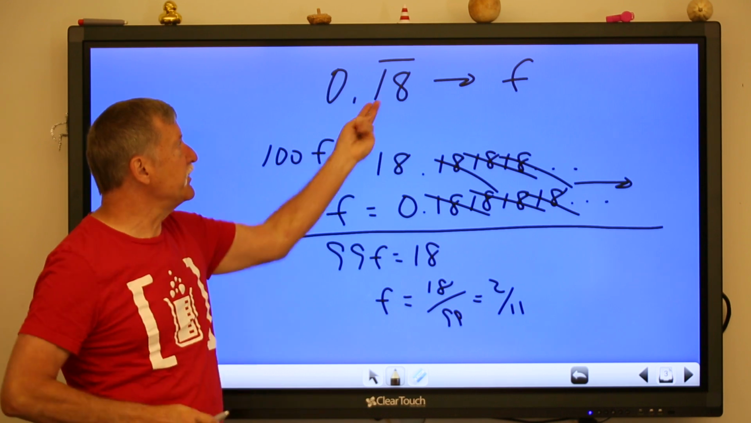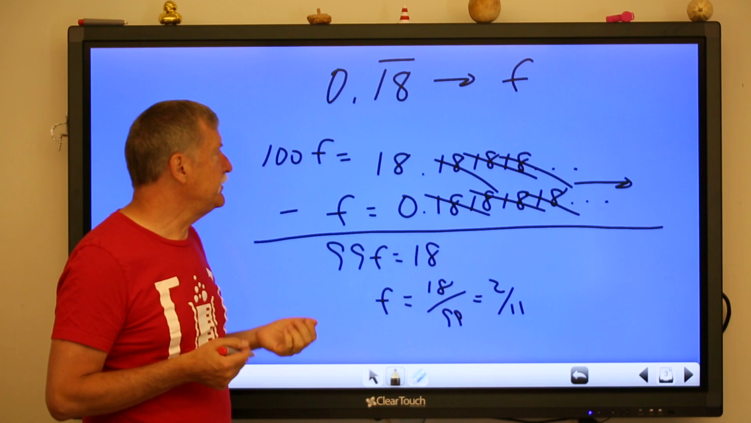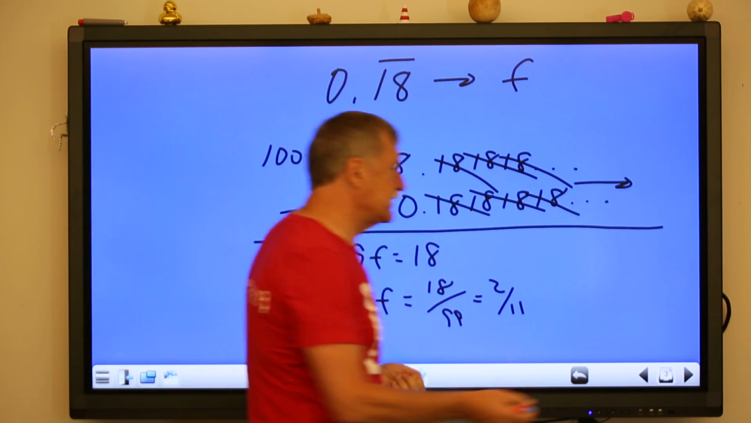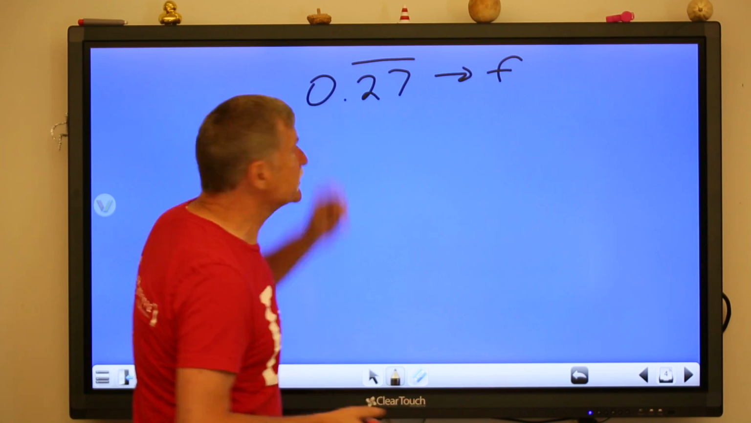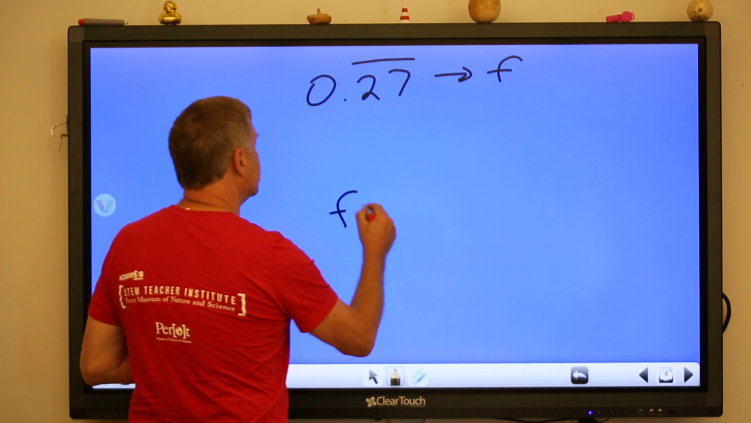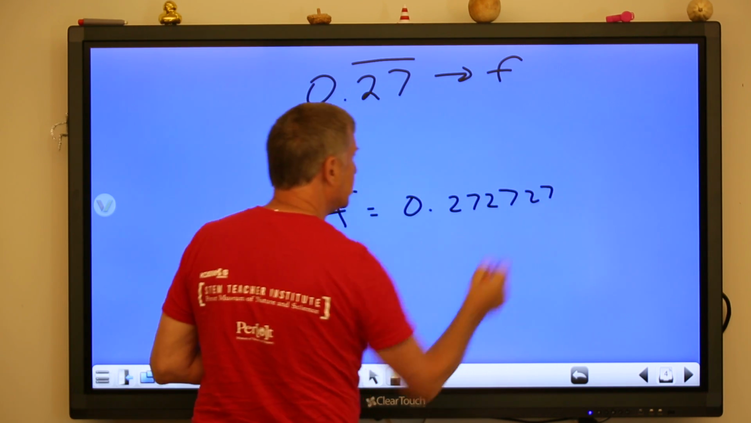All right? So the number of repeating digits is the power of 10 you use to wipe out everything behind the decimal point and leave what's left. Let's try it again. 0.27 with a bar over it, all right? The fraction is 0.272727. You get the idea.